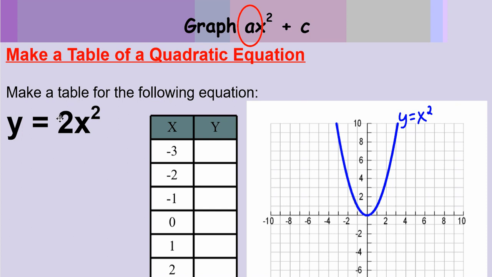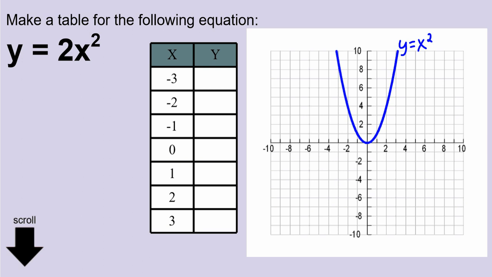So a, let's say I make a bigger. a originally was a 1 because it was y equals x squared, so 1x squared. What if I make it a 2? What will that do to the graph? I'll make a table to see before I understand more about what's going on here.